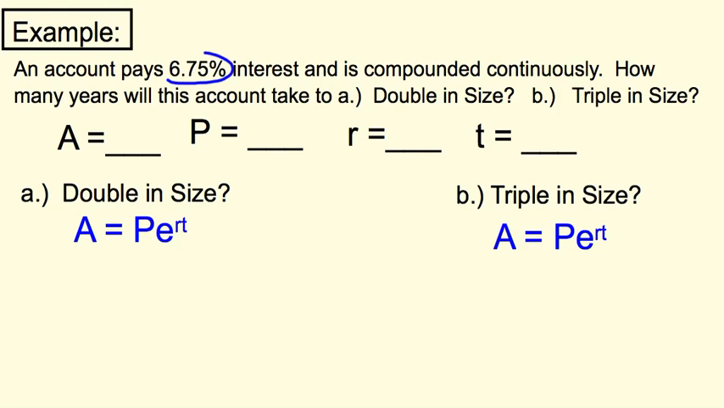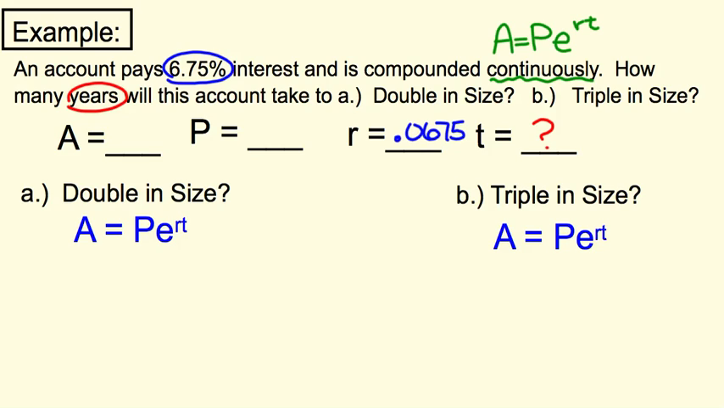So 6.75%, we're going to go ahead and put that as our R, 0.0675. We always move it 2 places to the left. And it is compounded continuously. So the formula we need to use is the PERT equation: A equals Pe to the rt. How many years, so years is our unknown, how many years will it take for our money to double?